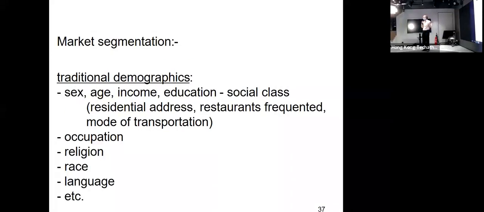Now, this is the traditional demographics that you learn, at least what I learned when I was in business school. The professor talked about traditional demographics: sex, age, income, and so on. Sometimes it is very difficult to ask or survey about social class. People ask me, hey Fred, what is your social class? It's difficult to say, I'm middle class, lower class, whatever. But you can find out when you ask people where they live, or if they're not telling you where they live, what restaurants they frequent.